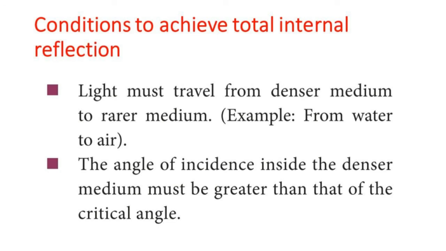Conditions to achieve total internal reflection. In order to achieve total internal reflection, the following conditions must be met. Light must travel from denser medium to rarer medium, for example, from water to air. The angle of incidence inside the denser medium must be greater than that of critical angle. These are the two conditions to achieve total internal reflection.